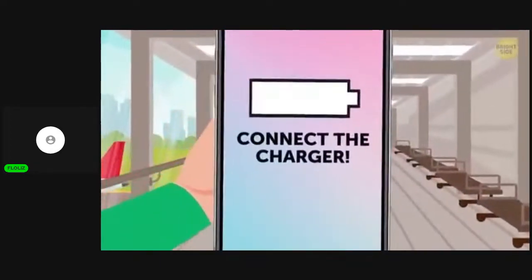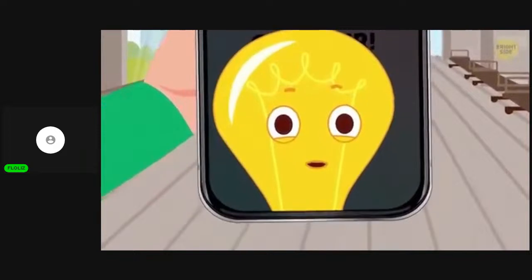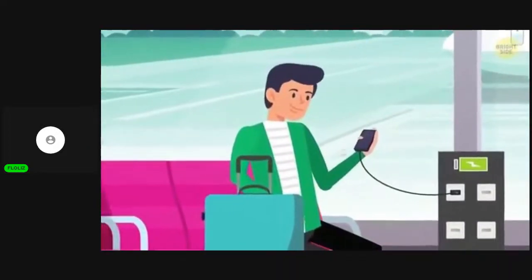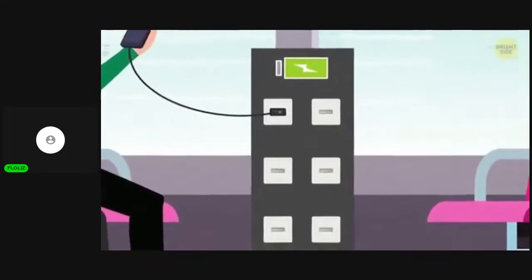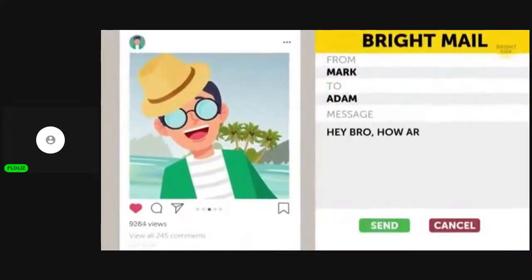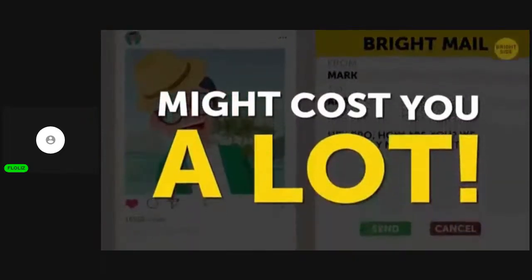Smartphone is about to run out of battery. Well, lucky you. Good thing you can charge your phone on the go. But hold on, that Instagram selfie or an urgent email might cost you a lot.